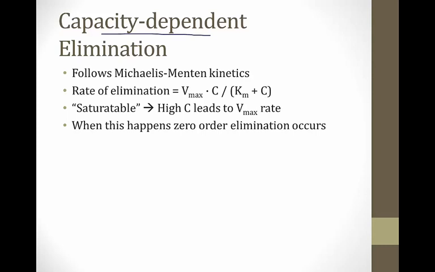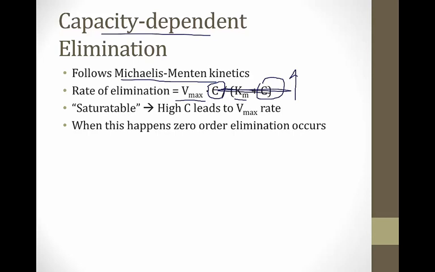Capacity-dependent elimination is elimination from the body that follows Michaelis-Menten kinetics, and I talk about Michaelis-Menten kinetics in detail in the module on enzymes, but for our purposes here, this means that the rate of elimination will be equal to Vmax times the concentration of the drug in the plasma divided by a constant Km plus the concentration of the drug in the plasma. And I talk about this in the module on enzymes, but when the concentration of the drug gets sufficiently high, this equation just operates at Vmax.